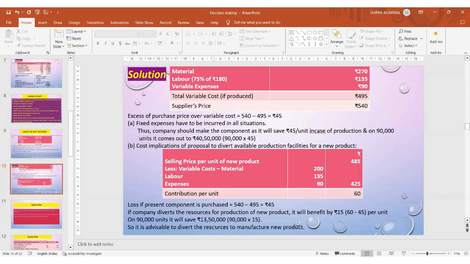So if I talk about the initial case, it was better to produce rather than to get it from outside because you were saving a big amount. But now when we discuss the opportunity cost, because you know that you can utilize these resources for the manufacture of some other new product also, in that case, there is an additional savings, or you can say additional profit of 13,50,000. So if you want to go for it, then you can manufacture the new product.